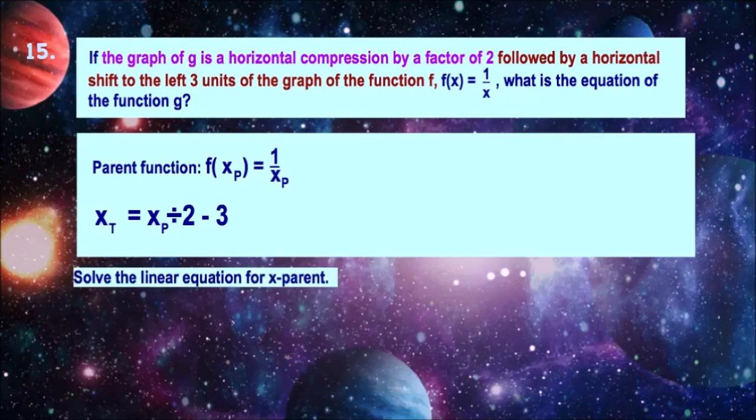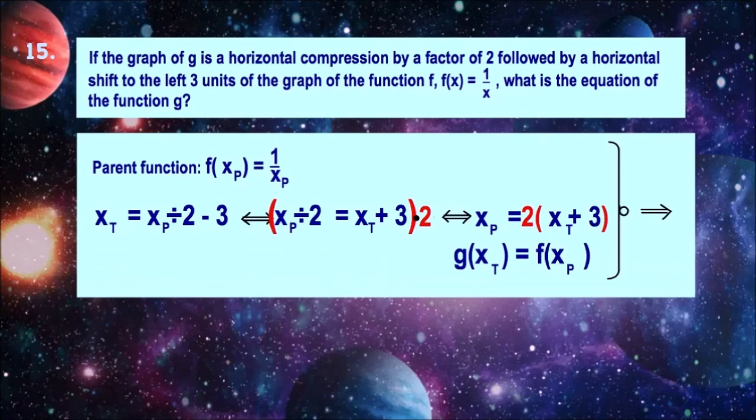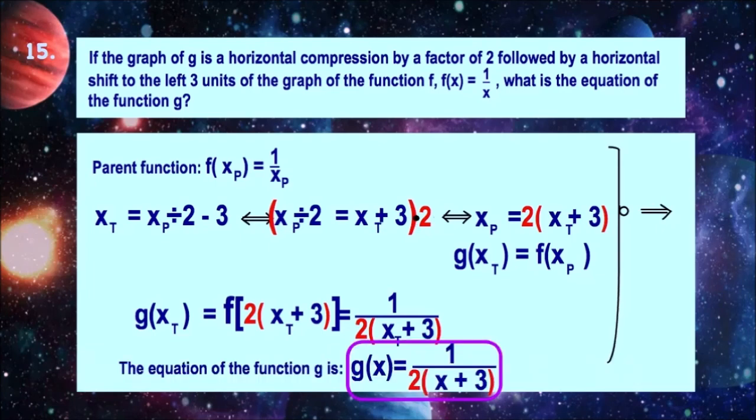Solve the linear equation for x parent. Equivalent to x parent divided by 2 equals x transformation minus 3. Multiply both sides of the equation by 2. We obtain x parent equals 2 times the quantity x transformation minus 3. G of x transformation equals f of x parent. Thus, g of x transformation equals f of 2 times the quantity x transformation minus 3, which equals 1 over 2 times the quantity x transformation minus 3. The equation of the function g is g of x equals 1 over 2 times the quantity x minus 3.